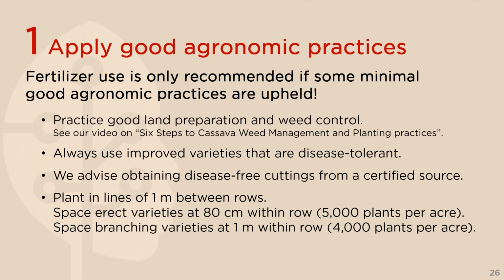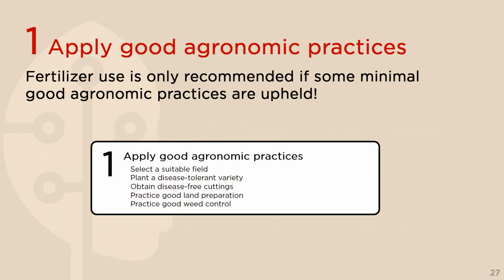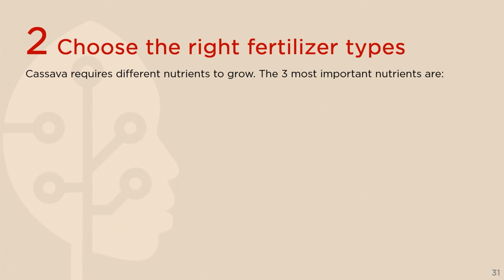At this point, the farmer's worksheet also requires you to specify the area of your field in acres. This is box A. The field area will be used in the cost-benefit analysis under step 4. As an example, let's assume the area of the field is half an acre. We will now move on to step 2, choosing the right fertilizer types.